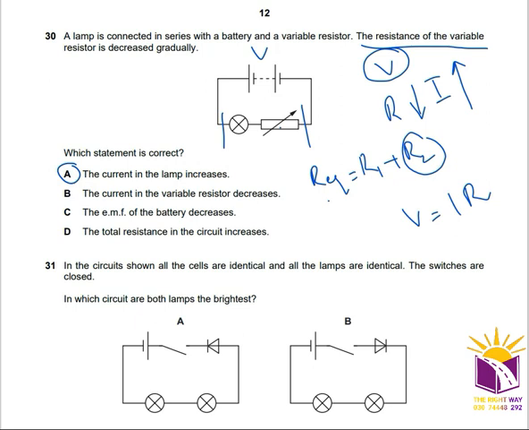The current in the variable resistor decreases. If current in the variable resistor decreases, it also decreases in the lamp. The EMF of the battery decreases. No, EMF is a constant thing. It does not change. The total resistance in the circuit increases. The total resistance is going to decrease.